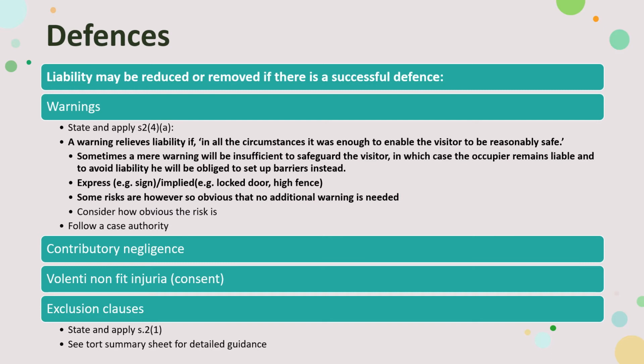So then, if we do have liability, if the occupier has fallen below the standard expected of them, then we may need to consider any potential defences. So is there anything in the scenario which you feel has tried to either remove liability or limit liability, or where the claimant has done something which almost makes it their fault? And to do that, we've got 4 key areas here. We've got warnings, contributory negligence, voluntary assumption of risk, which is consent, and exclusion clauses.